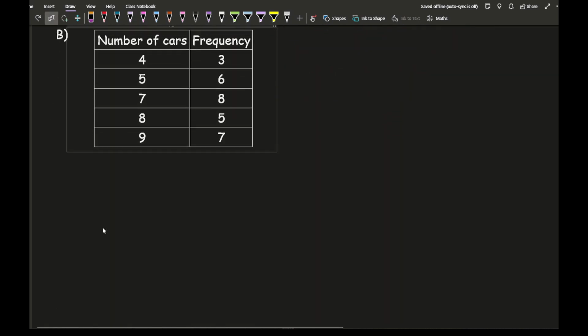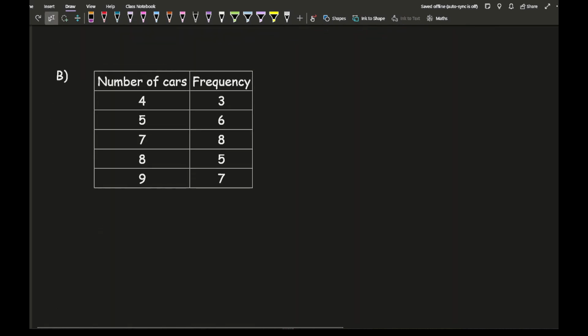Now moving on to question B. So this one's using bigger numbers. So again, if I work out my total frequency, we've got 3 plus 6, which is 9, plus 8, plus 5, plus 7, and that gives us a total of 29. Now, I'm not going to write 29 numbers, although I could if I was really struggling or forgot the method. So for this, I'm going to go through the quicker way of doing it from this table.